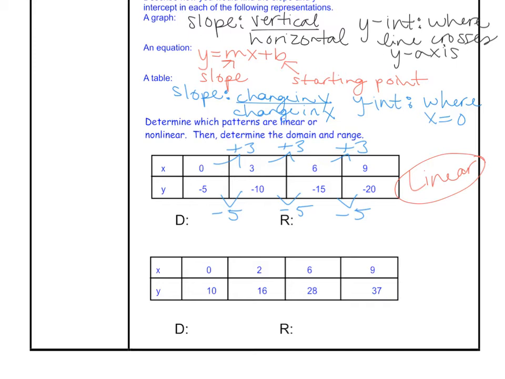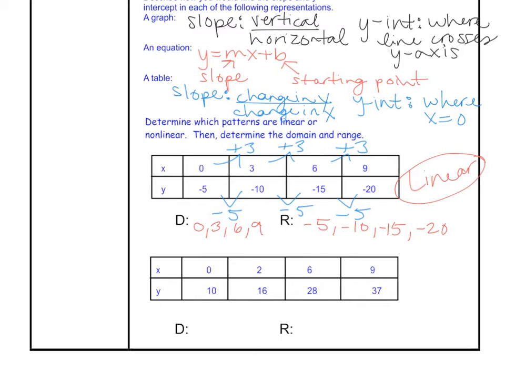And now we'll do my domain and range. Domain is all of my x values. So let's write our x values, 0, 3, 6, and 9. Range is all of my y values, which would be negative 5, negative 10, negative 15, and negative 20. Remember when we do domain and range, if a number appears twice, we only need to list it once.